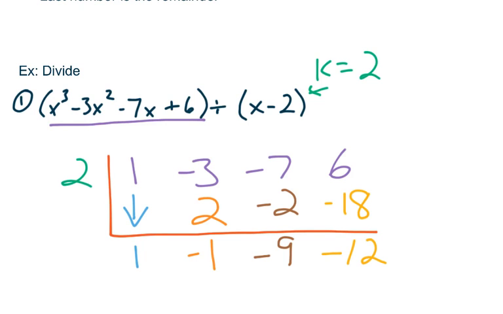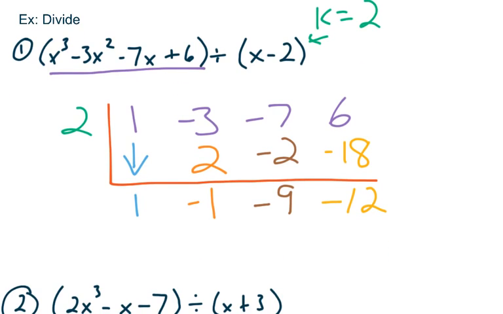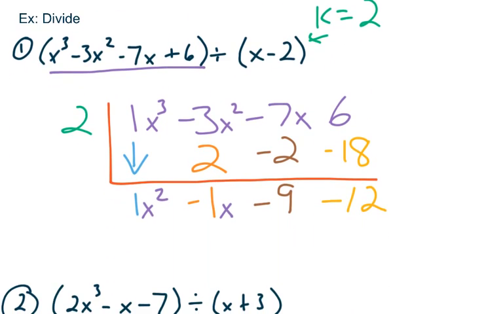So now I'm done dividing. What this tells me, so if this was x cubed, when I go down a line, what this is now going to be is x squared. Okay? This one here was x squared. When I go down a line, now it's going to be x. This was x. When I go down the line, now it's my constant term. This would be x to the 0. And then, as it says here in step 3, the last number is the remainder.